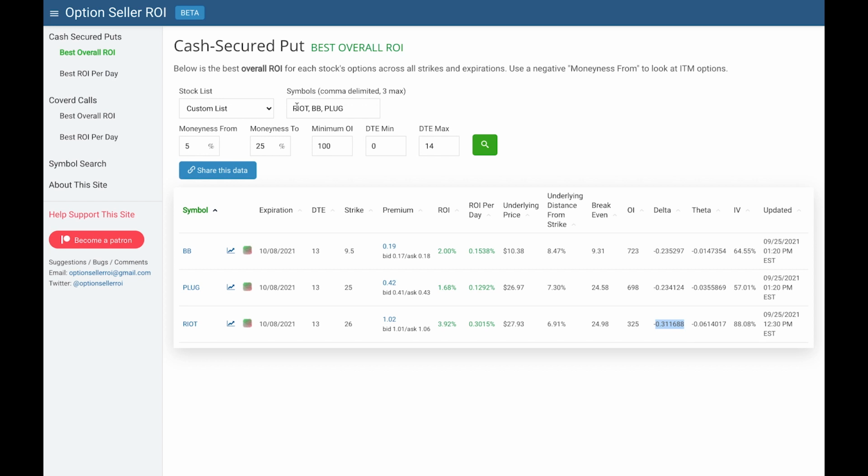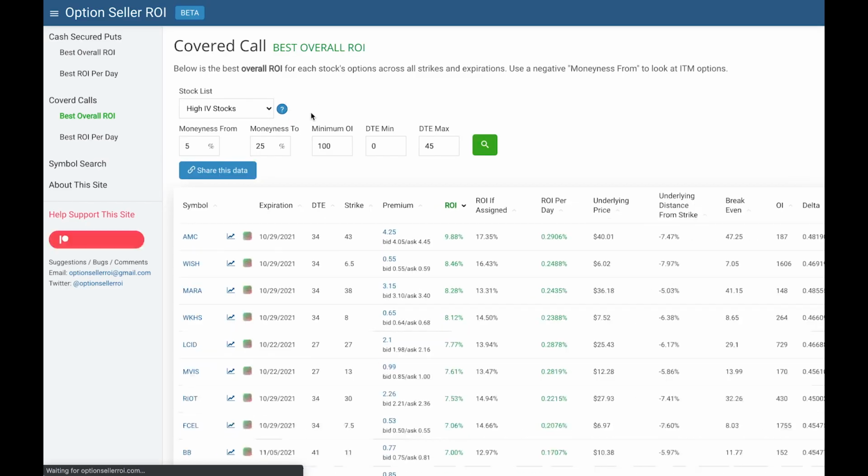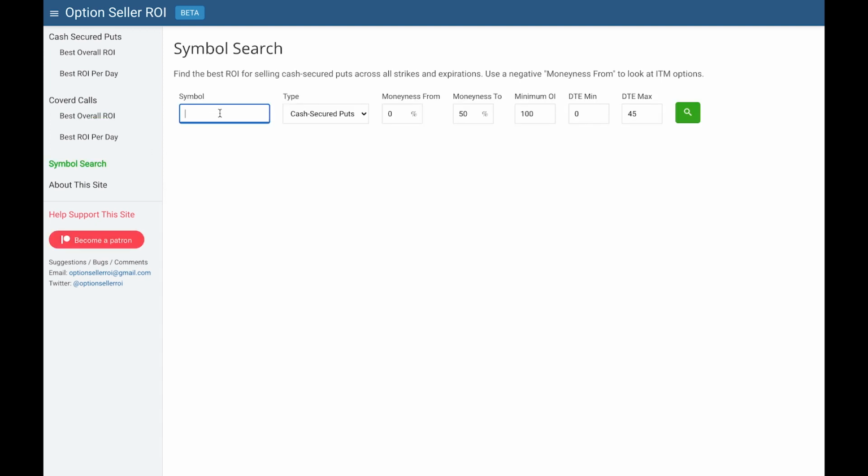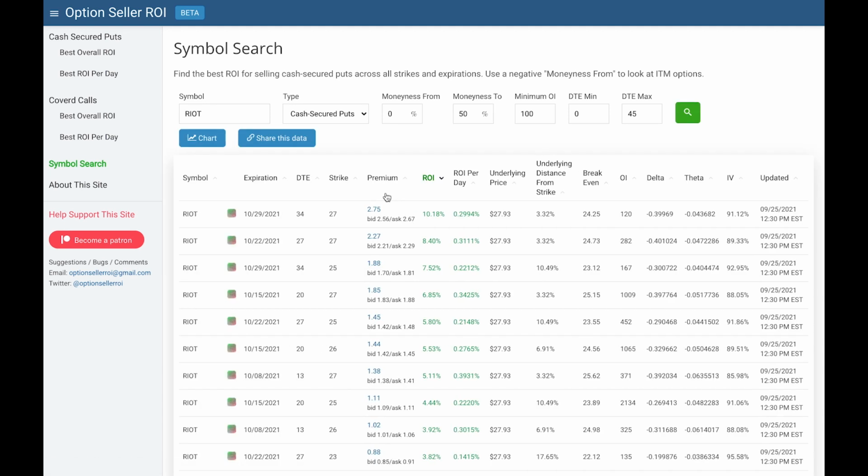But overall, this is a great tool to look for stocks that you want to trade the wheel on. If you've got cash and you want to do a cash secured put, come here. If you want to do covered calls, you click on the covered calls section, and you can do the same thing. Also, I want to mention that if there's only one stock that you're interested in trading, you can just go to the symbol search over here and type in the particular stock, whether it's a put or a call, the moneyness, and all these other metrics. Then you click on search, and it just lists all of the contracts that fit that criteria.